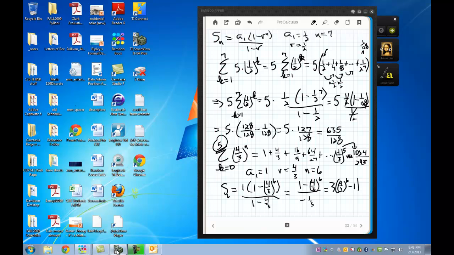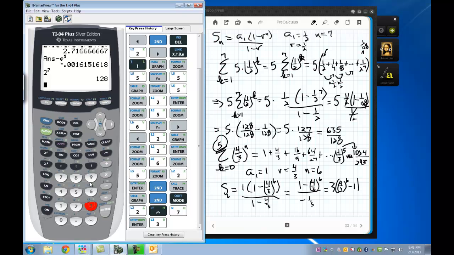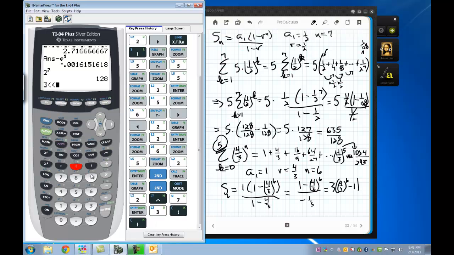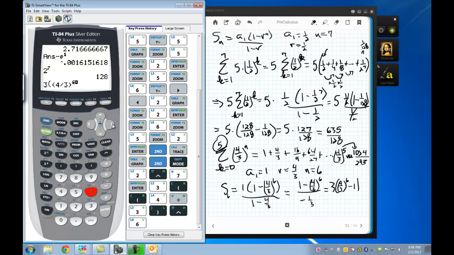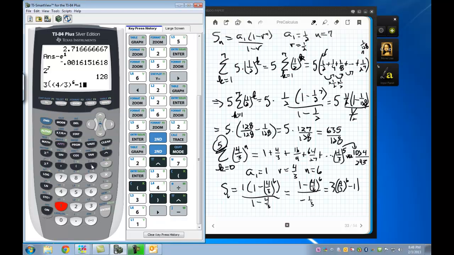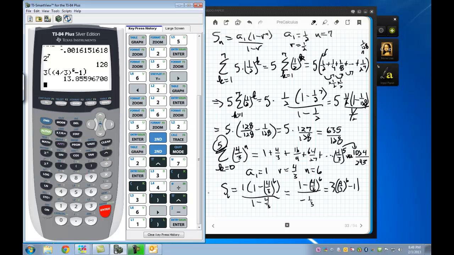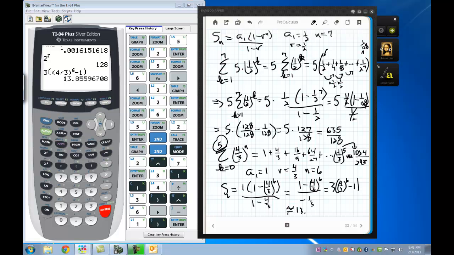So we'll throw that guy in the calculator real quick, and we're going to get 3, paren, another paren, 4 divided by 3, in paren, raised to the 6th, and then I got to kick over and minus 1 and paren. We'll see what we get here. Luck be a lady tonight. Look at that. Well, let's leave it like that for now. This is approximately equal to 13.856. Let's see if I can turn this thing into a fraction.